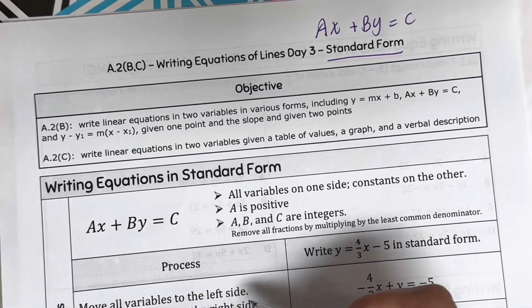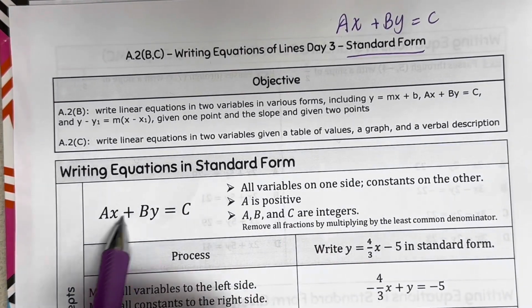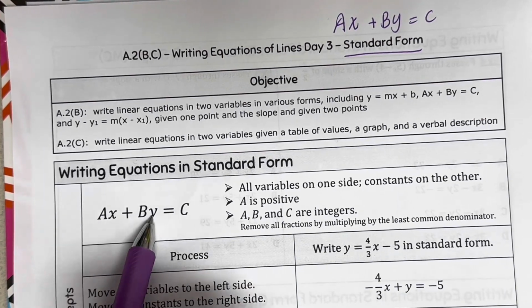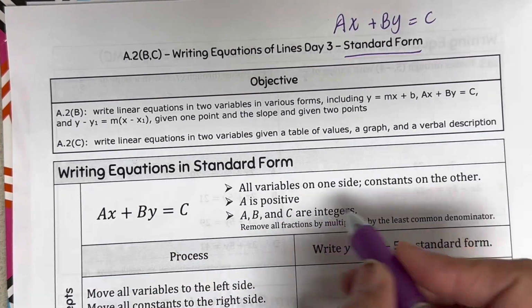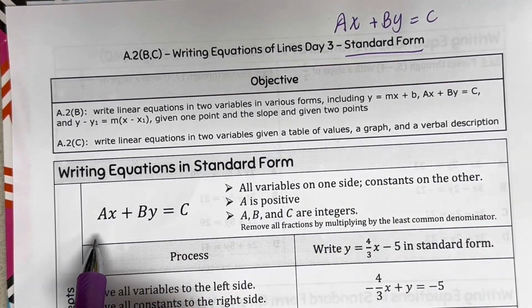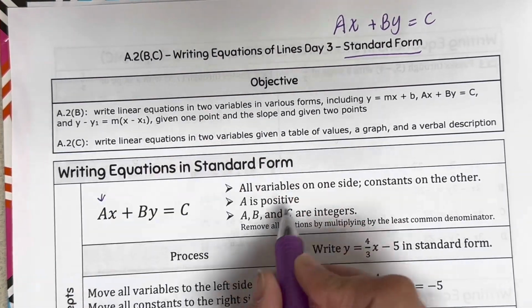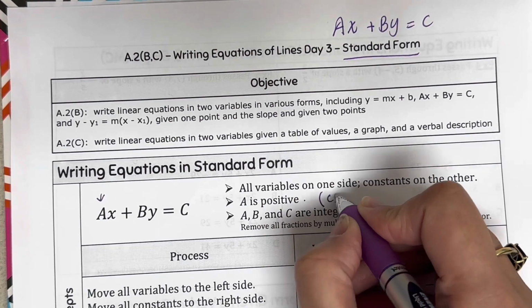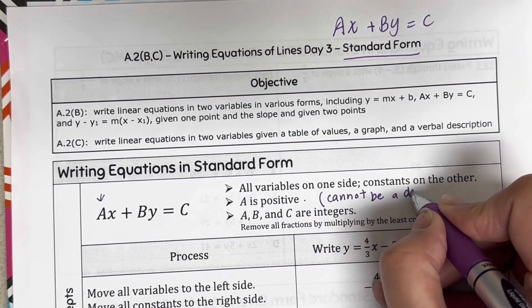Now, the first thing you have to pay attention to for the standard form is that your variables are on the same hand side. So x and y, your two variables, are together on the left side. Then your one condition is that a has to be a positive number. It cannot be a decimal or fraction.